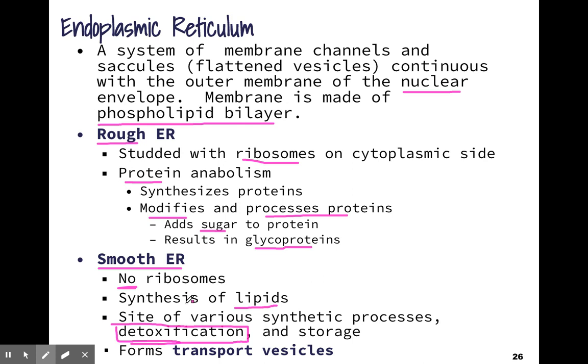There's two. I'm hoping that you chose the kidney and the liver. The kidney and the liver help to detoxify toxins from the system. So because the liver and the kidney help to detoxify, they are going to have large numbers, or a lot, of smooth ER. Why are they going to have a lot of smooth ER? Well, because smooth ER helps to detoxify. Okay.